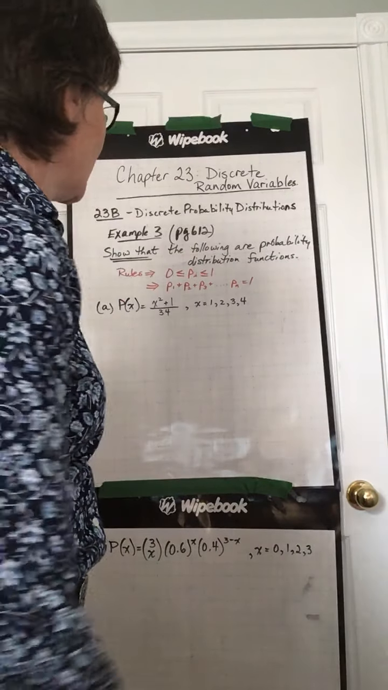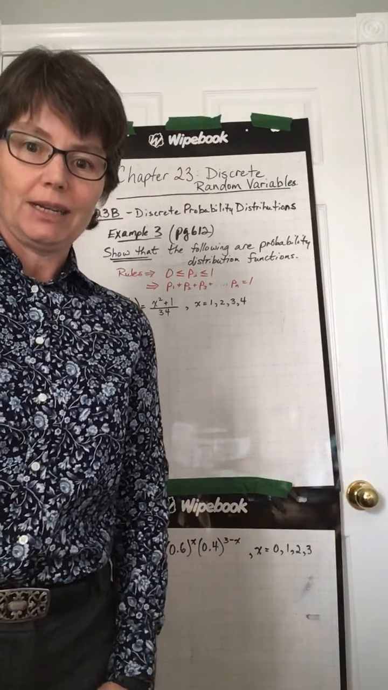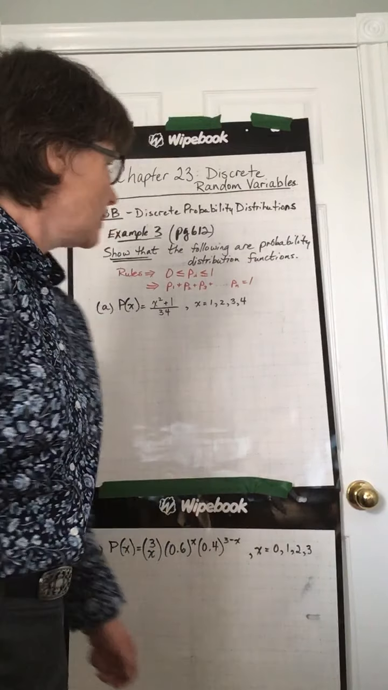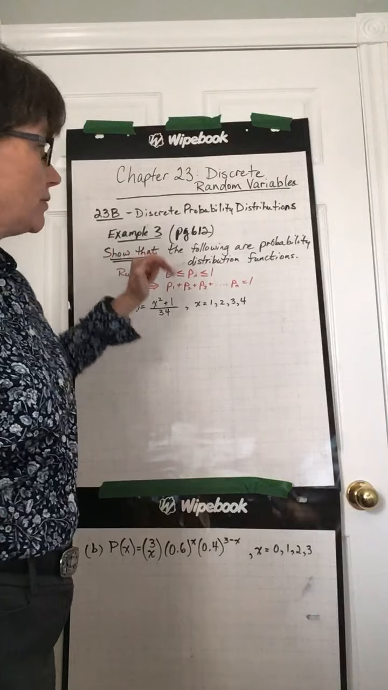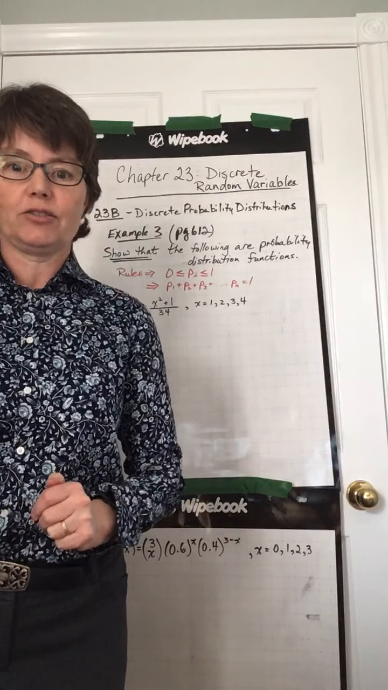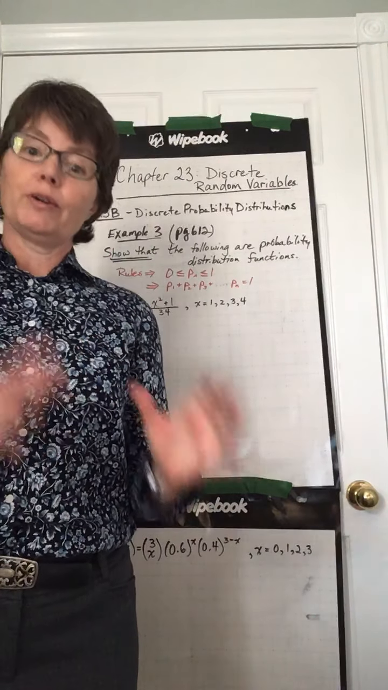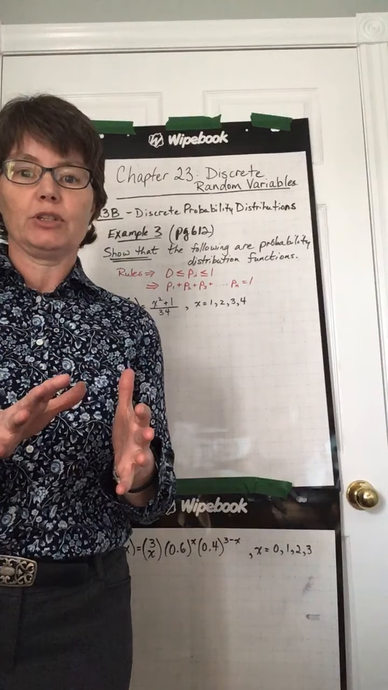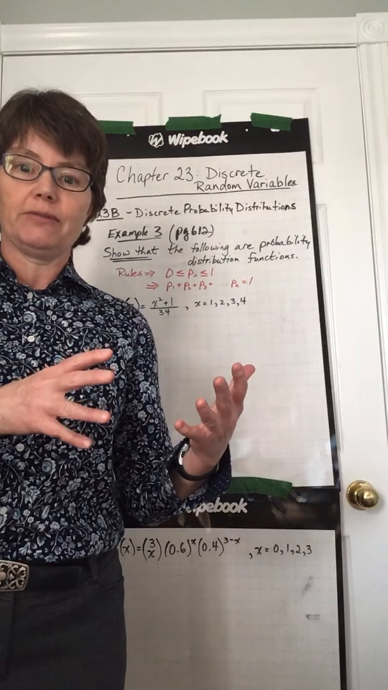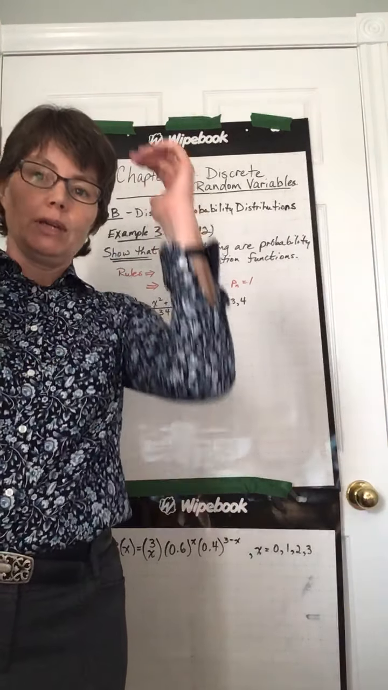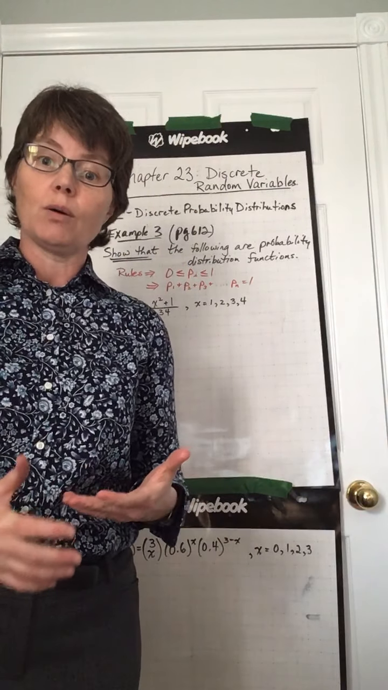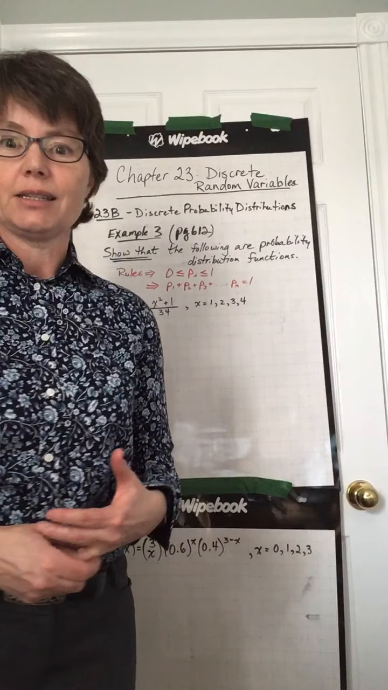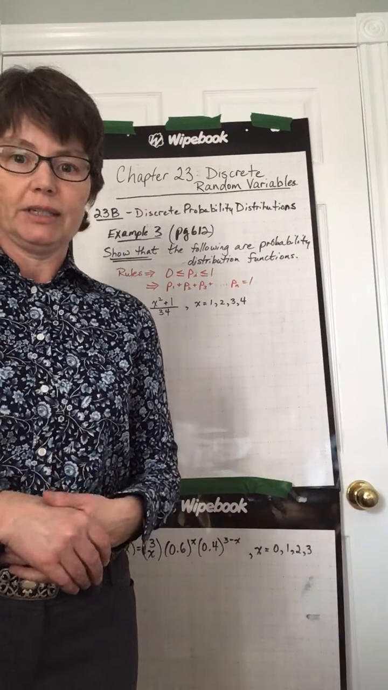Here we are back looking at example 3 from chapter 23b. We need to show that the following are probability distribution functions. So what do we need to do to show that? Remember, show that questions: we start with the information they give us. We have to be able to work with it mathematically until we end up with what they want us to show. What they want us to show in this case is that it actually is a probability distribution.